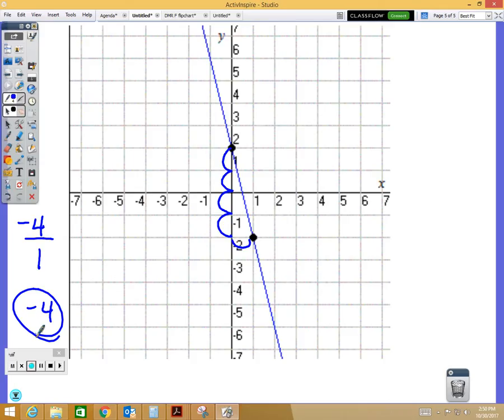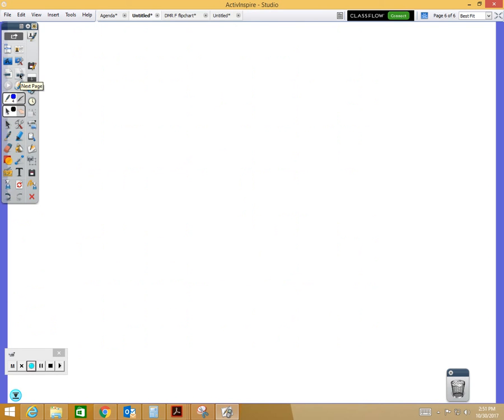Because you're going from left to right. So the first point you get to is this one, and then that would be the one that's further to the right. Okay? All right.